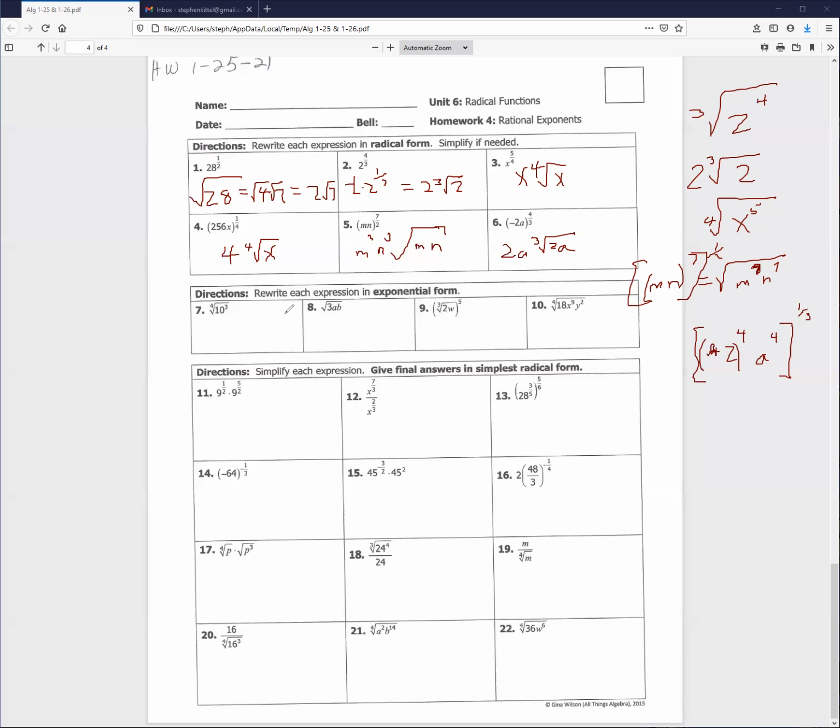All right, rewrite in exponential form. 10 to the 3rd to the 4th is 10 to the 3/4 power. 3ab to the 1/2. The quantity 3ab to the 1/2 power. Cube root of 2w to the 5th. Quantity of 2w to the 1/3 and to the 5th power means it is to the 5/3 power. 4th root of this stuff.